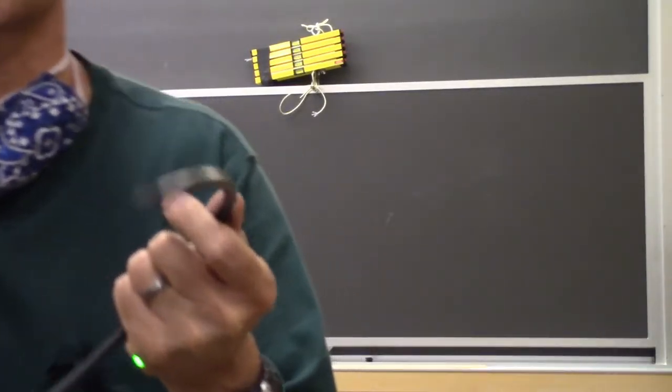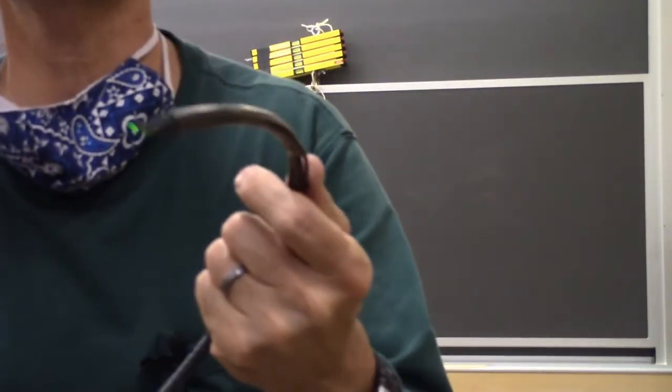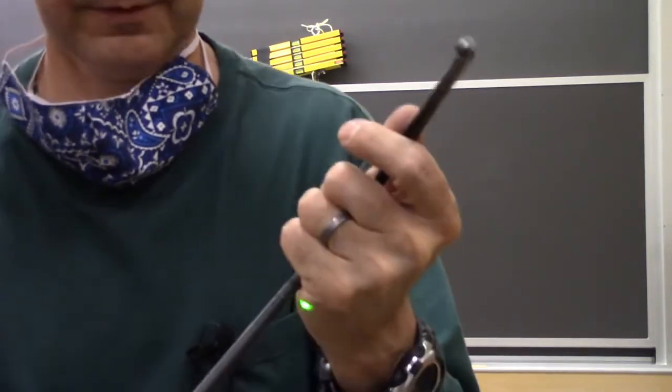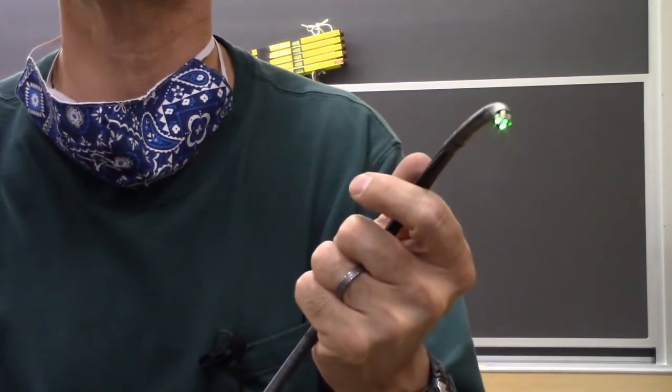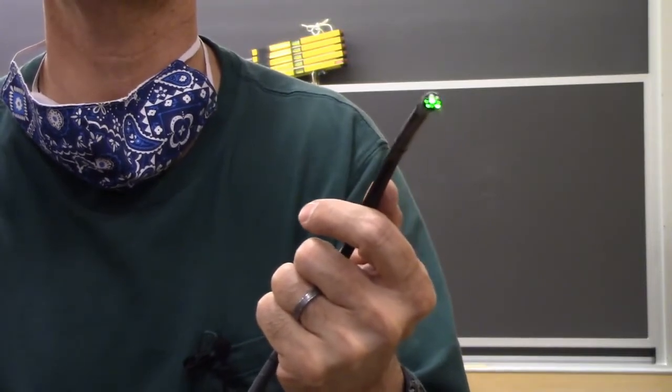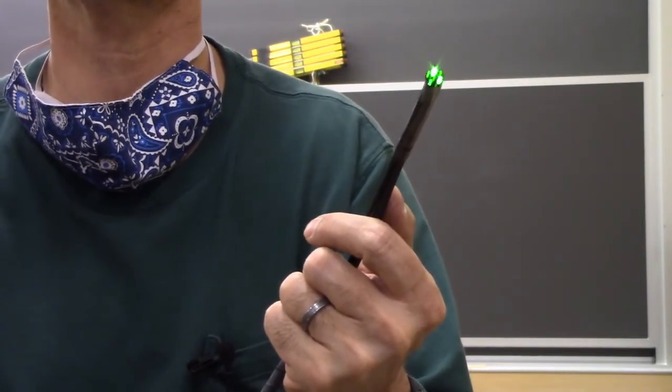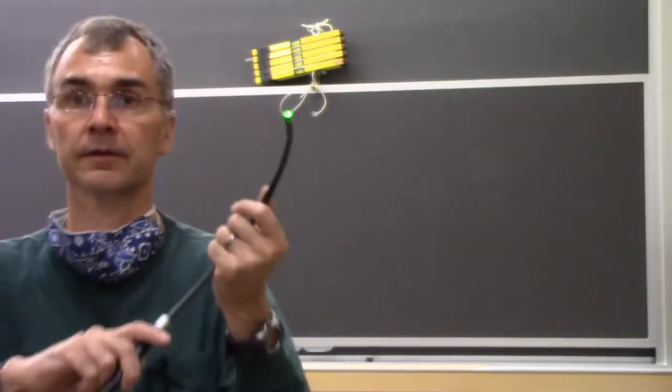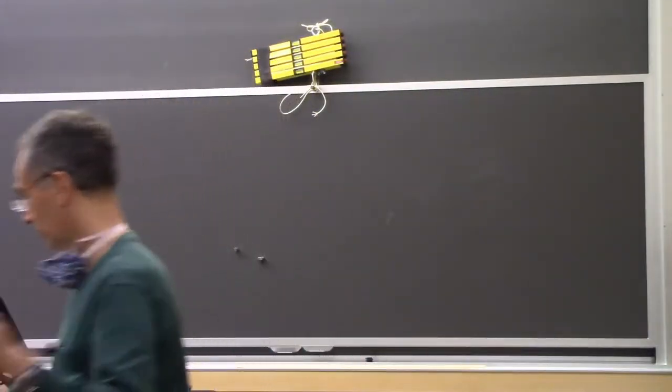So here are some optical fibers. You can see I put light in one end, and through total internal reflection it comes out the other end, even though it's curving around.